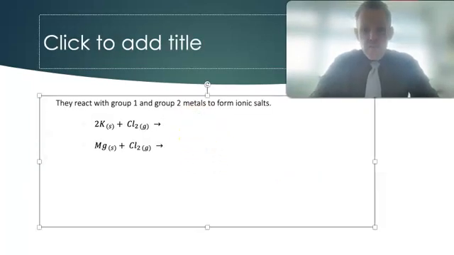They react with your metals in group 1 and group 2 to form ionic salts. So something like potassium, if it reacted with chlorine, would form potassium chloride. Okay, something like magnesium, which is group 2, because it's +2, would form magnesium chloride as well, but you'd have a different ratio in there for it, so MgCl2.